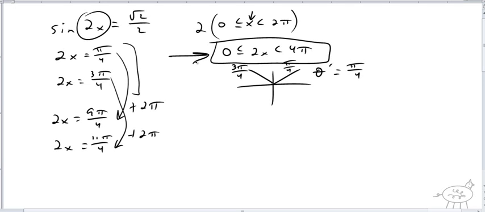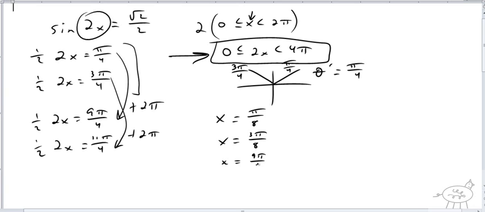Well, now what I want to do is I want to solve each one of these guys. So I'm going to divide. I can divide each one by 2, or I can multiply by 1/2. I think it's easier to multiply by 1/2. So you get x equals pi over 8, x equals 3 pi over 8, x equals 9 pi over 8, and x equals 11 pi over 8.